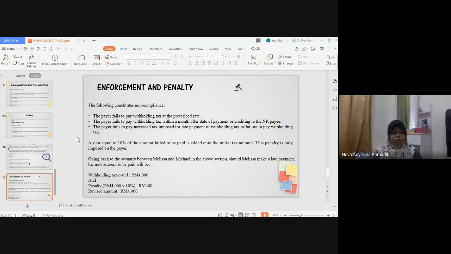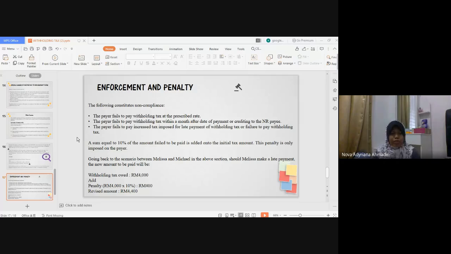Okay, this is enforcement and penalty. The following constitute non-compliance: the payer fails to pay withholding tax at the prescribed rate; the payer fails to pay withholding tax within a month after the date of payment or crediting to the NR payee; the payer fails to pay increased tax imposed for late payment of withholding tax or failure to pay withholding tax. A sum equal to 10% of the amount failed to be paid is added on to the initial tax amount. The penalty is only imposed on the payer.